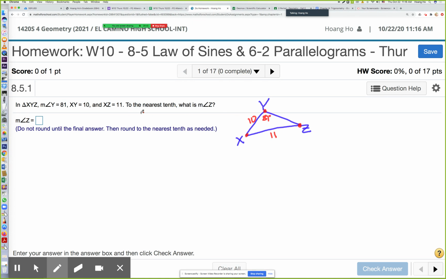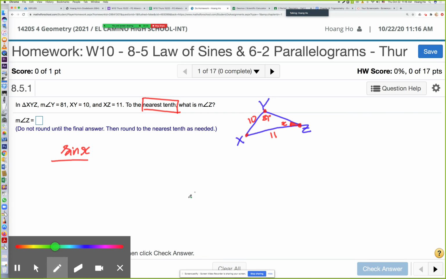And they ask you, to the nearest one decimal, what is the measure of angle Z, which is right here. So angle Z right here, let's call it x. Now I just use the law of sines to set it up. First of all, I put sine of angle x right here over the opposite side. The opposite side is number 10 right there.